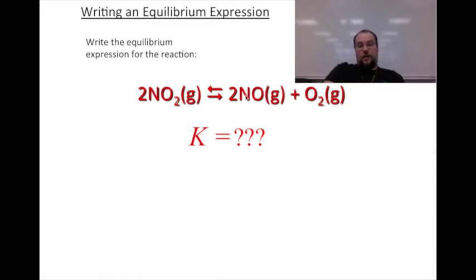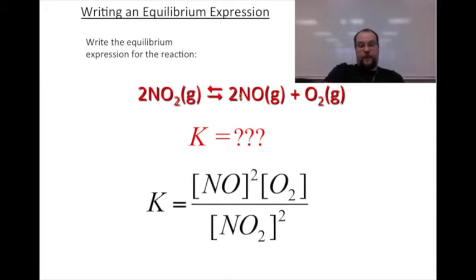Now, K is my products raised to the coefficient over my reactants raised to that coefficient. So it's going to be NO squared, because I have NO raised to the second, times the concentration of O, all over NO2 squared. That's my K equation. Obviously, if I have these concentrations, I can plug them in and get a K value. And that K value would tell me if I'm going to have more products or more reactants. It also does a lot more than that, but right now we're just going to get into that.